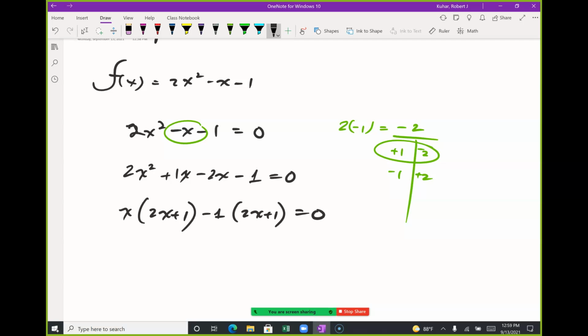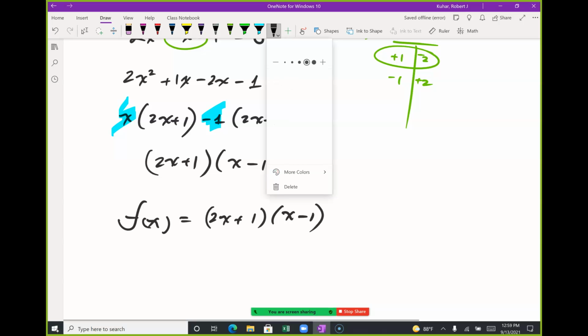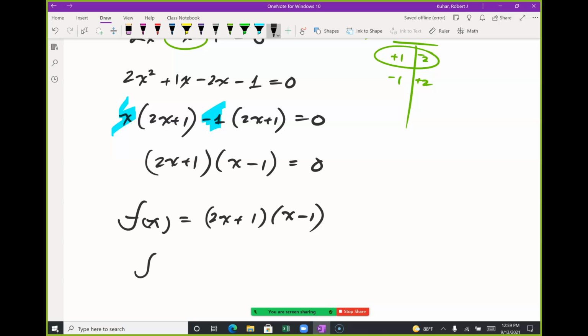And I see a matching factor. So I know one factor is 2x plus 1. I know the other factor is the remainder of x minus 1. Right? And so there's my factored version of f of x. And then from there I get my intercepts. So f of x equals 0 when x equals 1 or x equals -1/2.